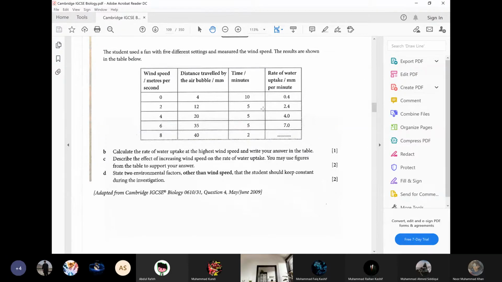So what you will tell is that at 0 wind speed, the rate of water uptake was 0.5 millimeter per minute. When the speed was 2 meters per second, the rate of water uptake increased to 2.4 millimeters per minute. Then you will keep on using this data and eventually you will tell that at 8 meters per second, the rate of water uptake is 20 millimeters per minute. At the end, you can write that as the wind speed is increasing, the rate of water uptake is also increasing.